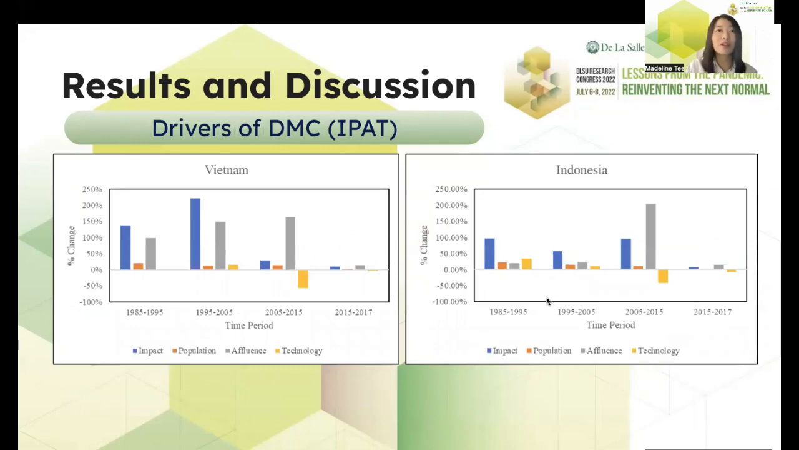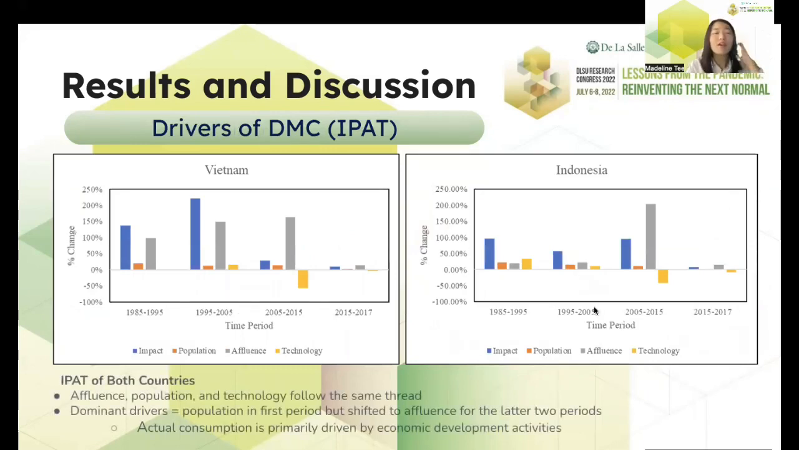Now, for the next part, we will be discussing the IPAT, or the drivers of the DMC. For both countries, it can be seen that affluence, population, and technology follow the same thread. The dominant driver in the first period is population. However, it shifted to affluence for the latter two periods. It can be noted that actual consumption is primarily driven by economic development activities in both countries.